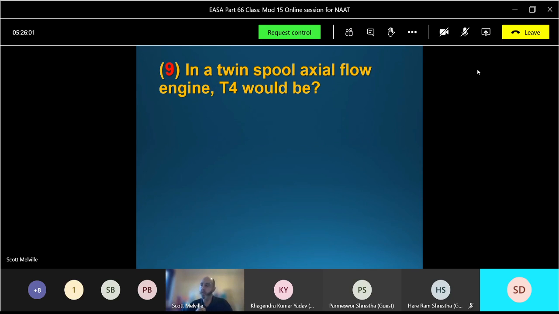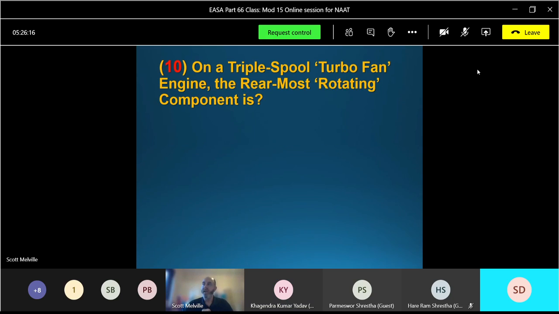Okay, in a twin spool axial flow engine, where would you find T4? Combustor outlet. Yeah, good. Combustion chamber outlet temperature. Good. In a triple spool turbofan engine, the rearmost rotating component is the low pressure turbine. Always the low pressure turbine. Good. LP turbine.